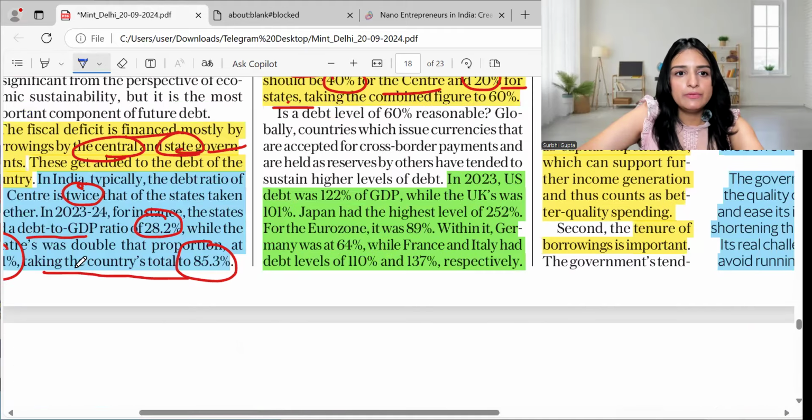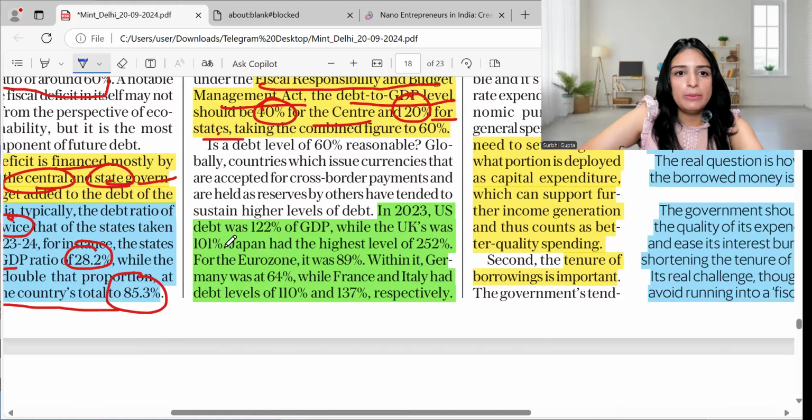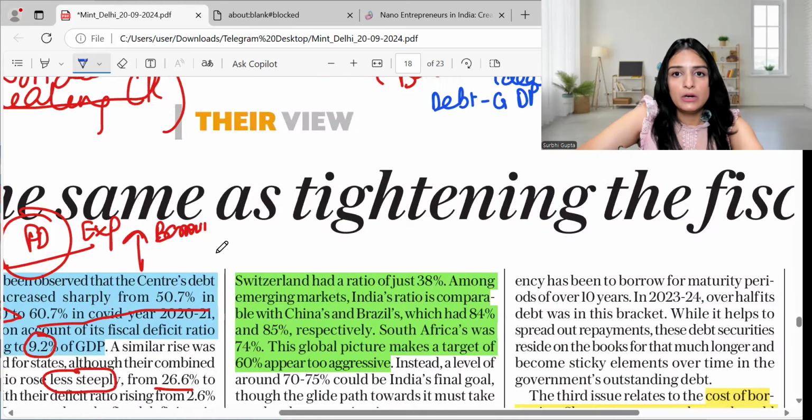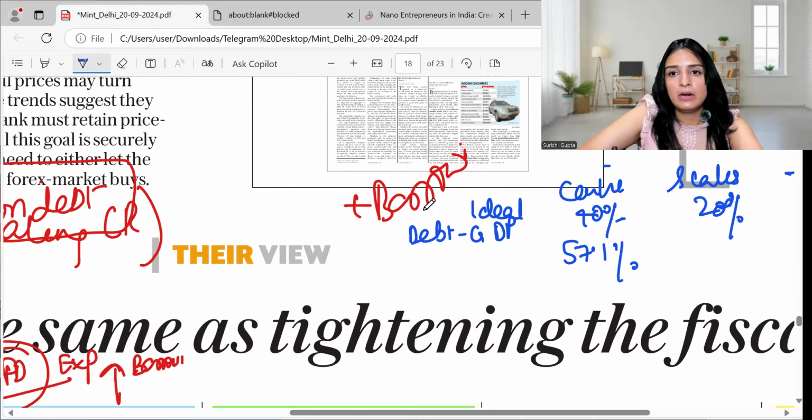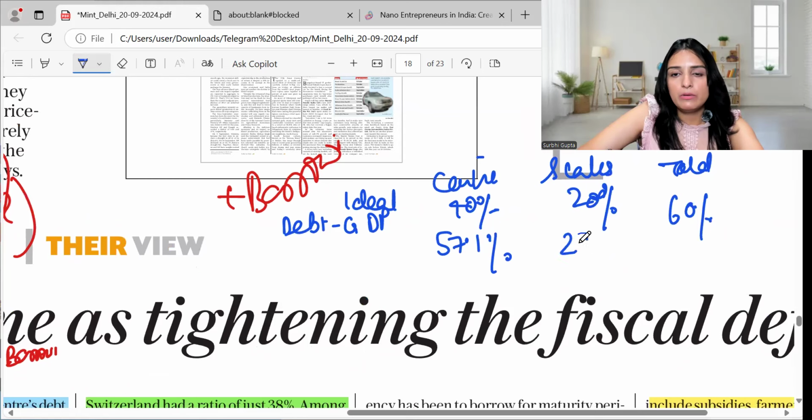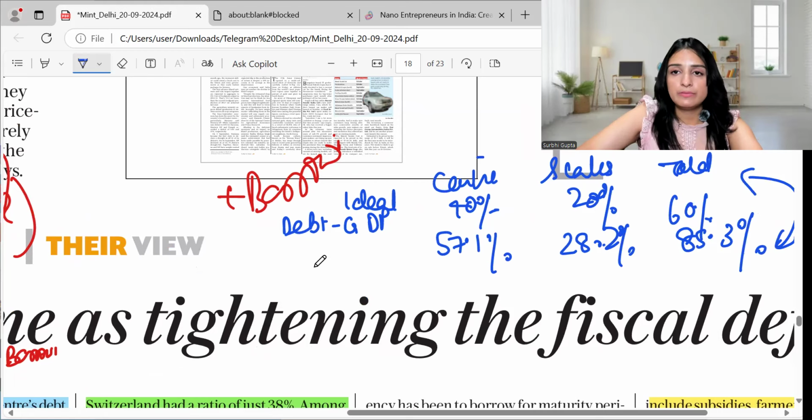The scenario is 57.1% for the center and 28.2% for the states. So currently it is 85.3%. Understanding where we are right now and where we should ideally be.